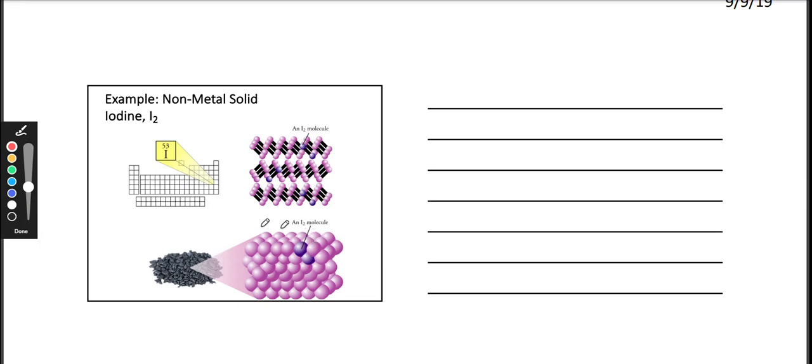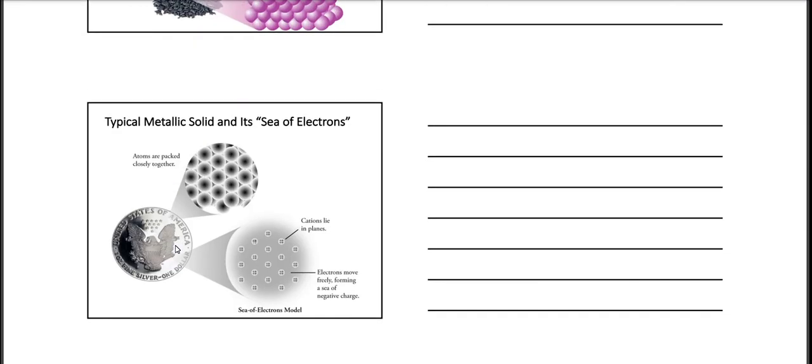Iodine, because it is a solid material, the model will look like this, where we have plenty of molecules surrounding each other. So the iodine molecules are really caged and packed next to each other. So the degree of freedom, or the ability to move around, is very small and almost non-existent. Okay, so that's when it comes to solid iodine.